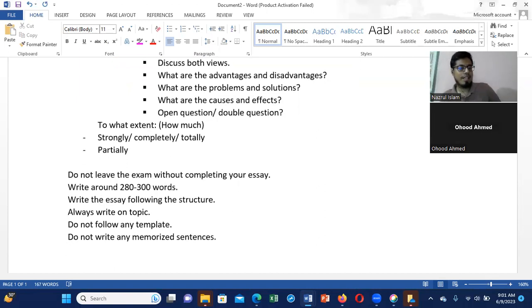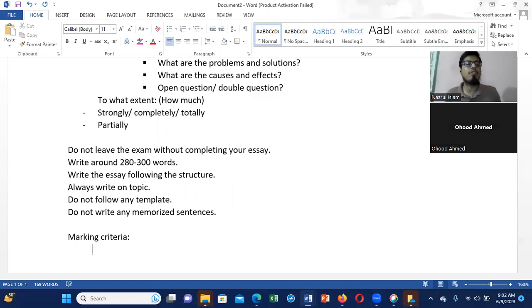Now I'm going to tell you what things are taken under consideration while giving a band score. Actually, I'm talking about the marking criteria. Already you have some ideas, perhaps, about this. However, let me give you the overview. Based on 4 things, you are given a band score. First one, task achievement or task response. It carries 25% weight of your total band score.